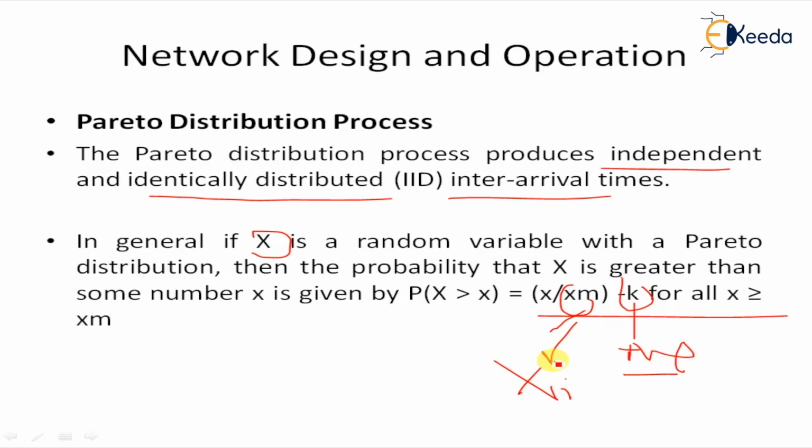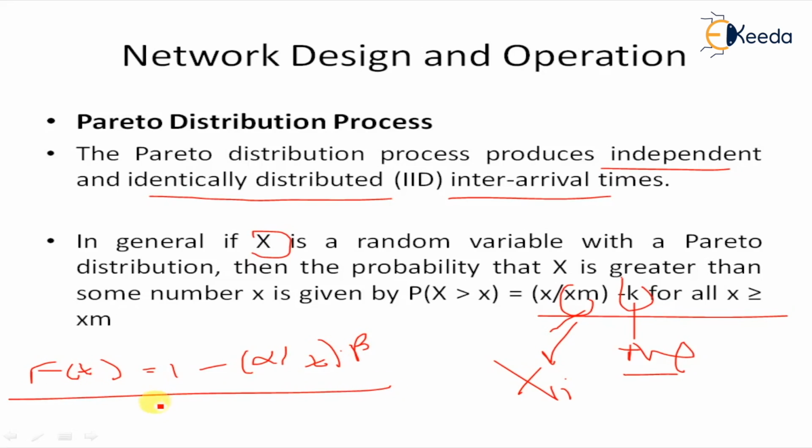The probability distribution and the density function are represented as, I'm writing down the equation over here, F(t) is equal to 1 minus (alpha divided by t) to the power beta. This equation is generated where alpha and beta are greater than or equal to 0 and t is greater than or equal to alpha. This equation is generated from the Pareto distribution process.